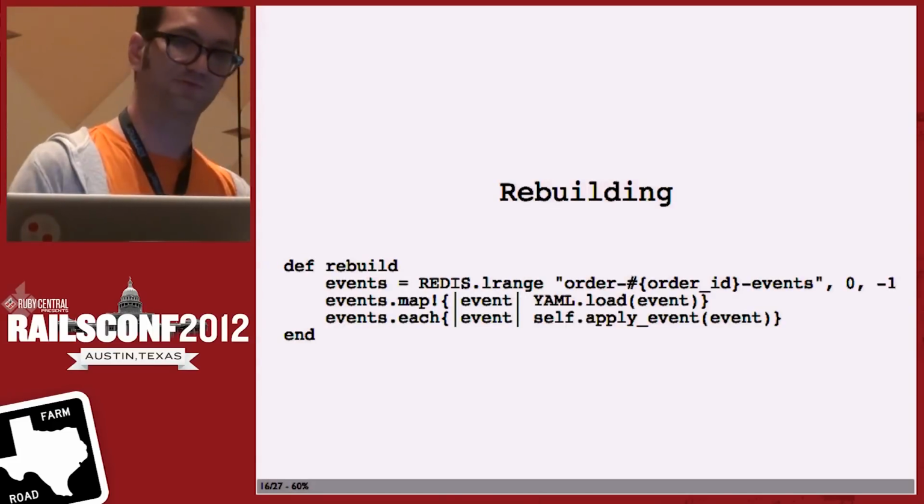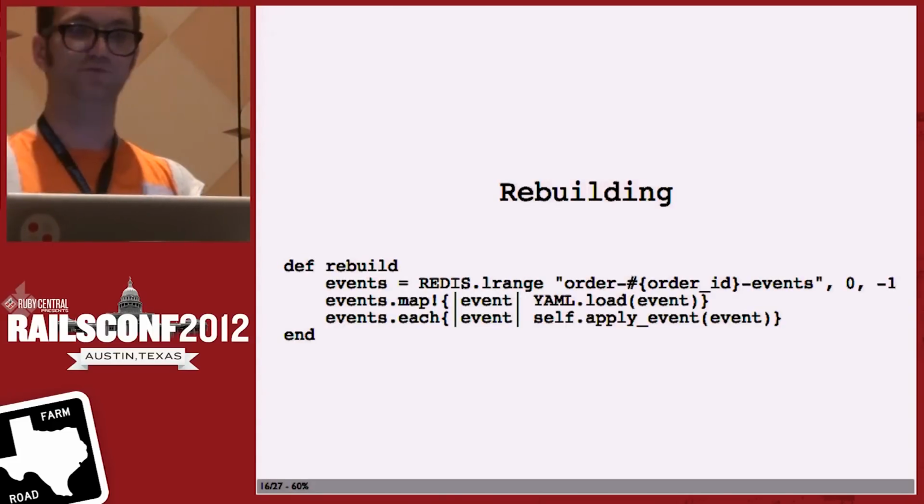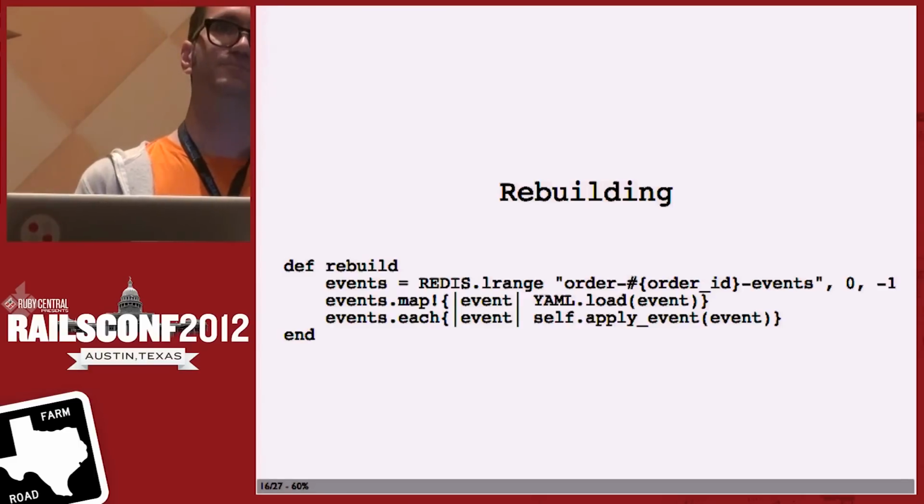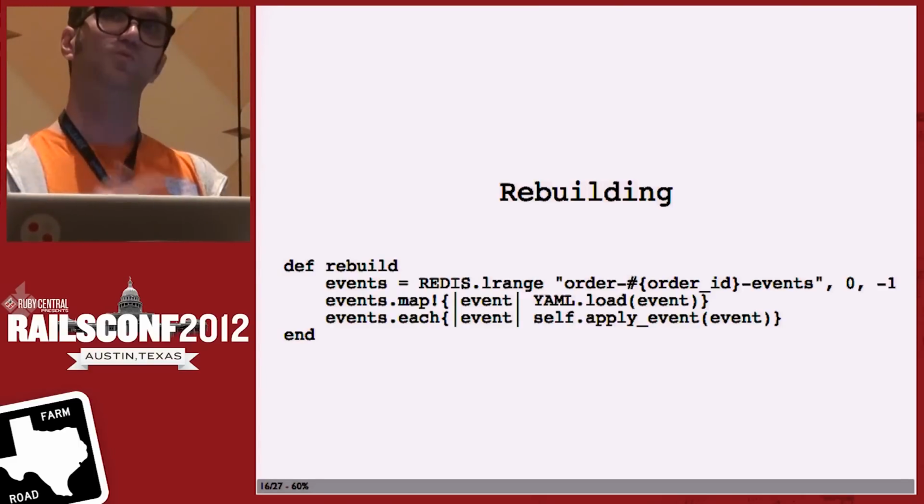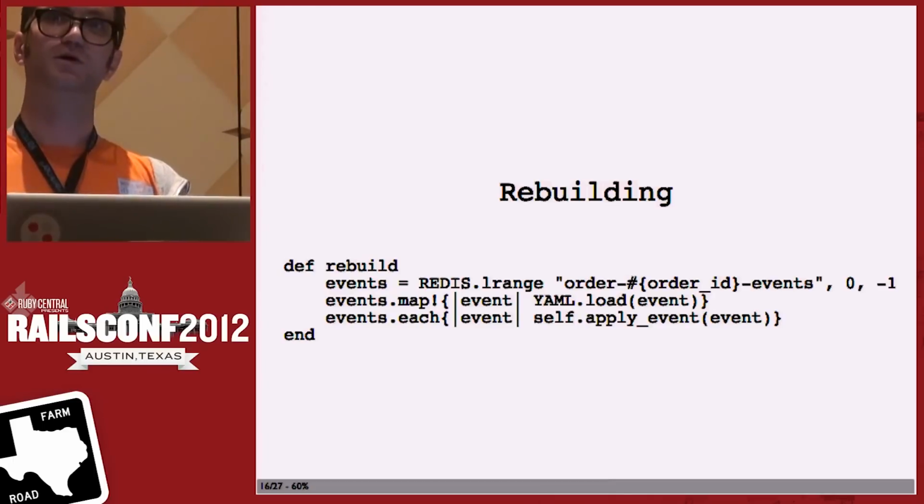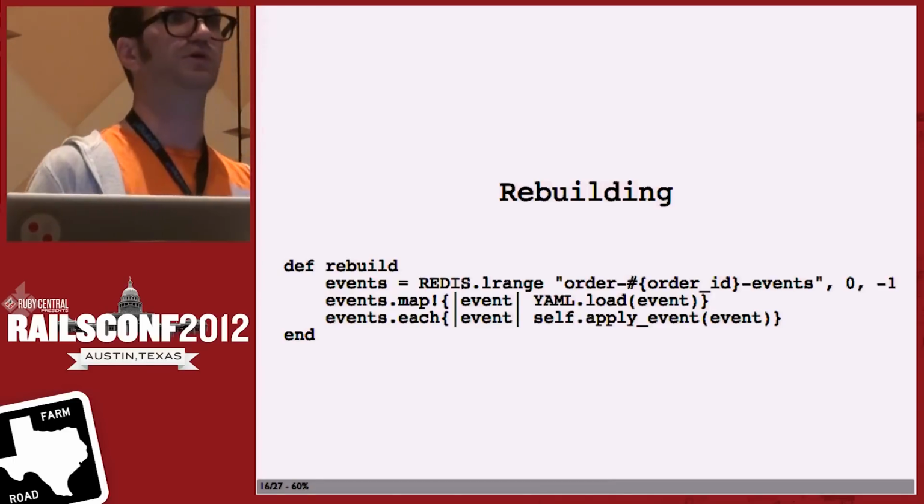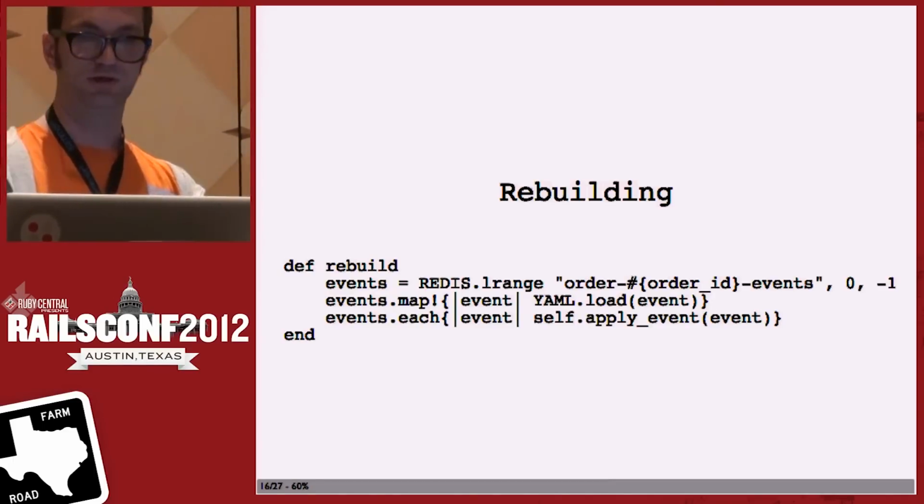And that's what allows us to have this rebuild section where we iterate through all these events and just keep applying them one after the other. We don't have to do anything, save the object in between or anything like that. And so we can do that pretty quickly.